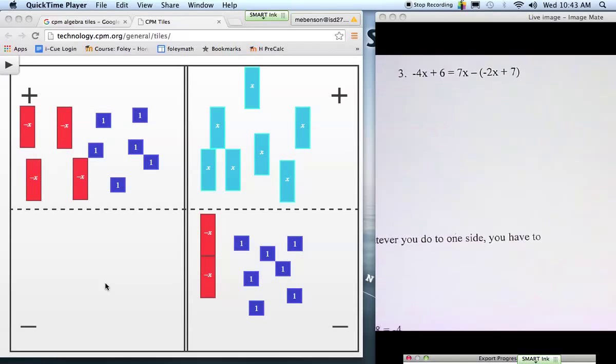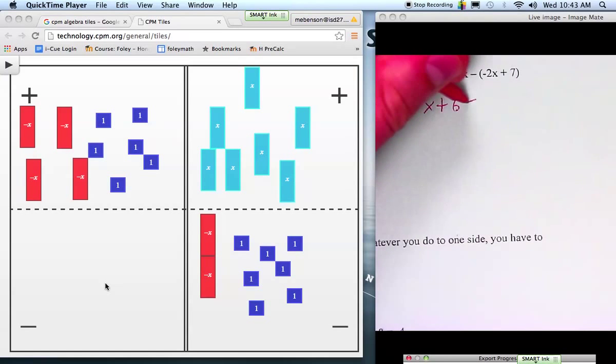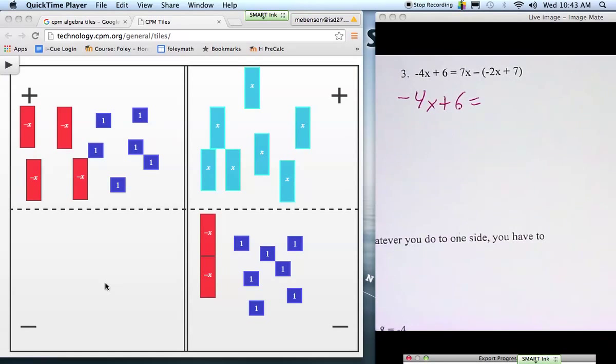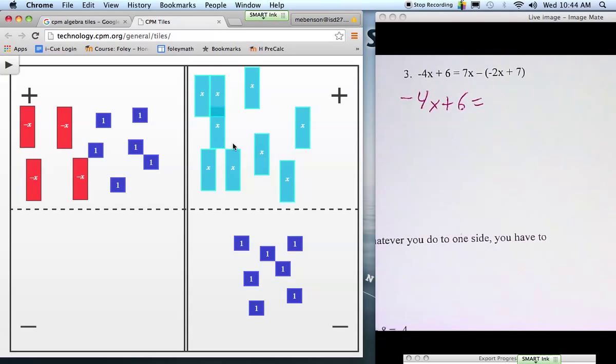Going to start by flipping it up. So the left-hand side has nothing in the opposite region, so I'm just going to copy that down. The right-hand side has some stuff in the opposite region, so when we flip it up, it changes to the opposite. The opposite of a negative, of course, is a positive. So when these x's get flipped up, they're becoming positive.